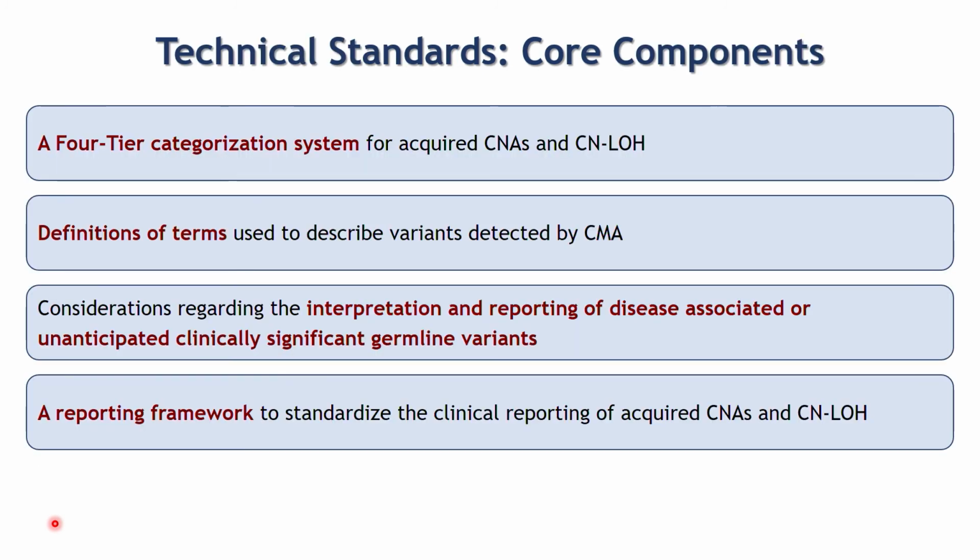So these are the core components, core elements within this manuscript and these recommendations. The most important component of these standards is a 4-tier categorization system that describes categories into which we recommend that copy number abnormalities and copy-neutral LOH regions get classified.